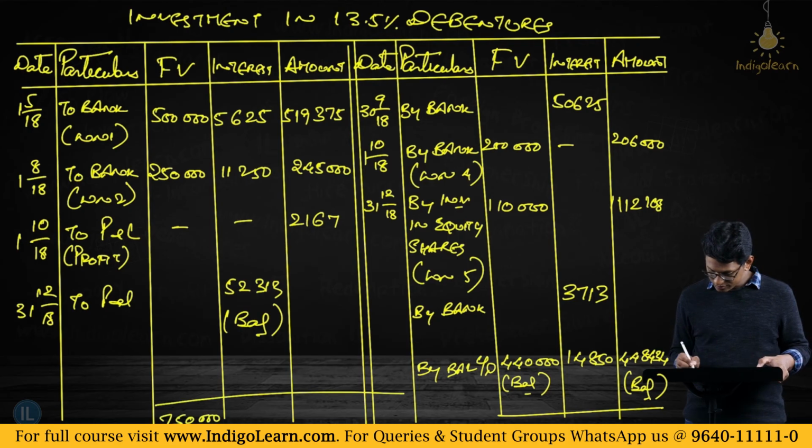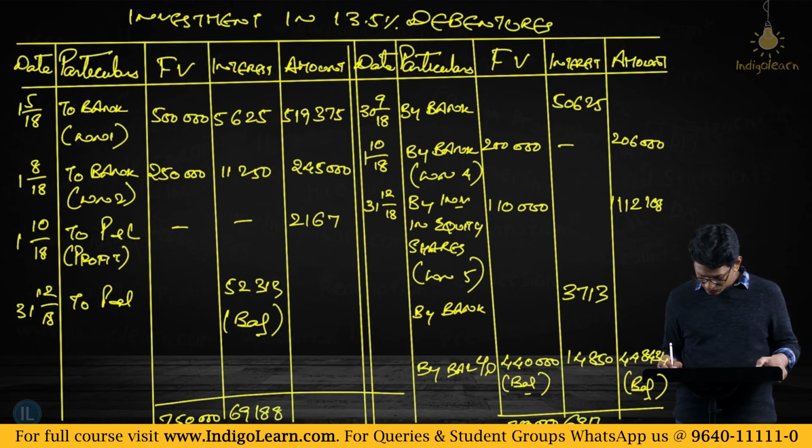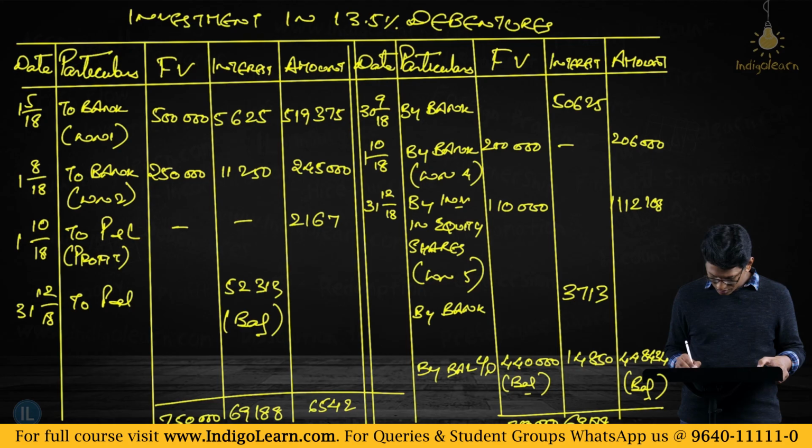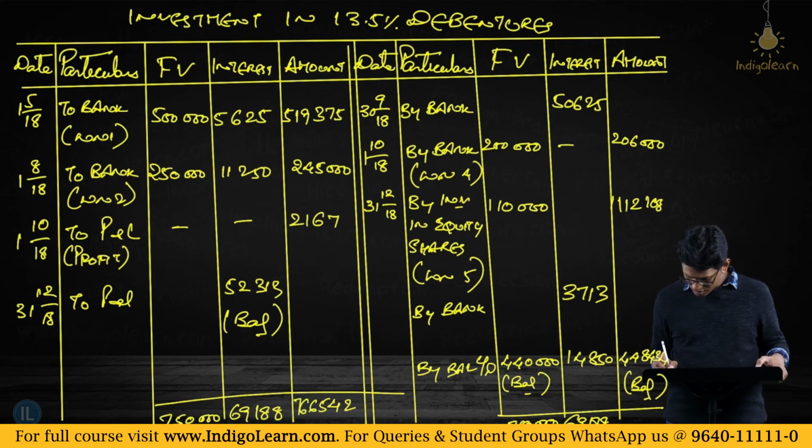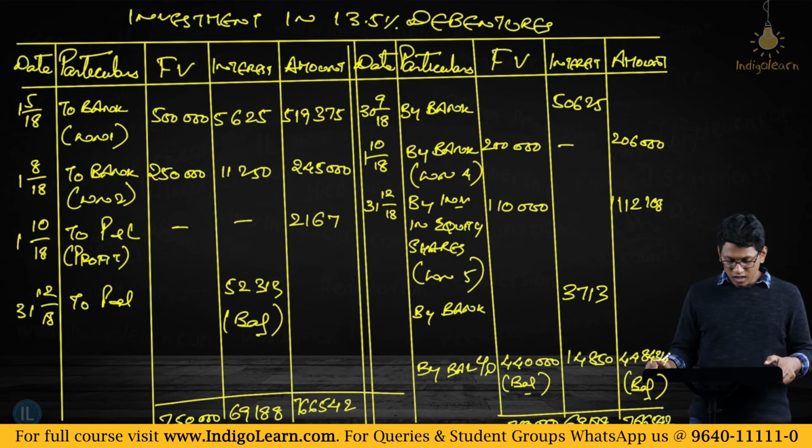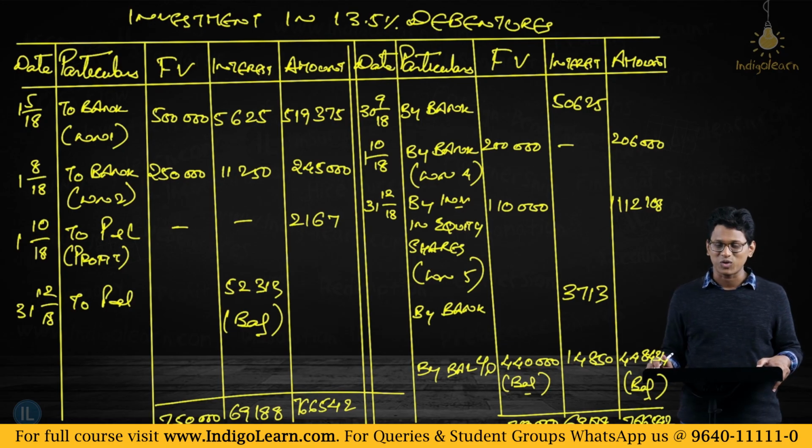7,50,000. Then 69,188. And the total is 7,66,542. Alright, that concludes the investment in 13.5% debentures account.